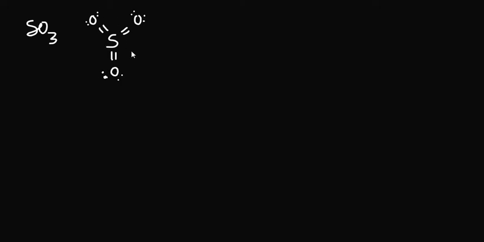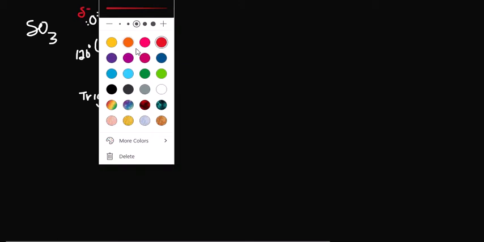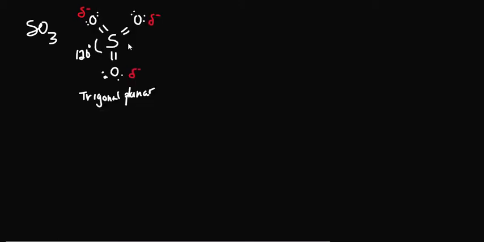It's got 3 electron groups, so it's trigonal planar with a 120-degree angle. So trigonal planar. When I go in to put the dipoles, again, I see that these oxygens are out there, and so they're very electronegative, which means my central atom, again, is going to be positive.